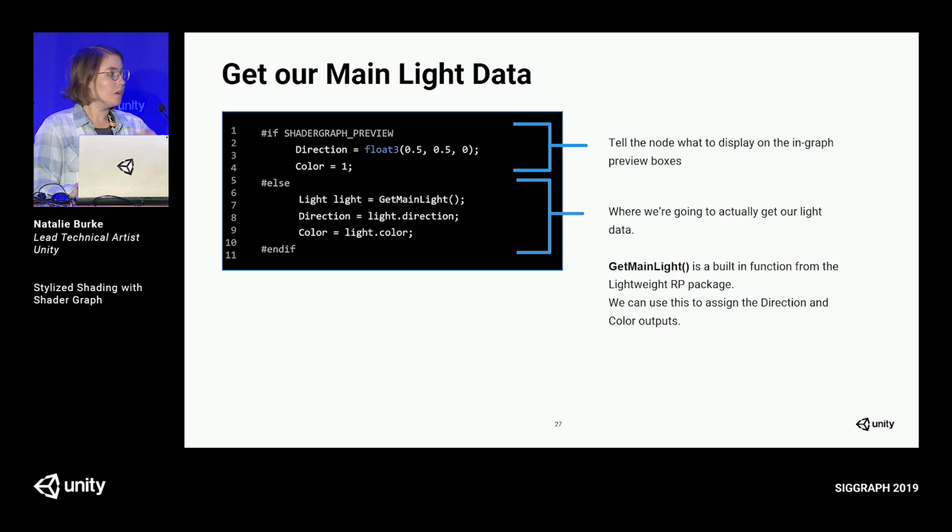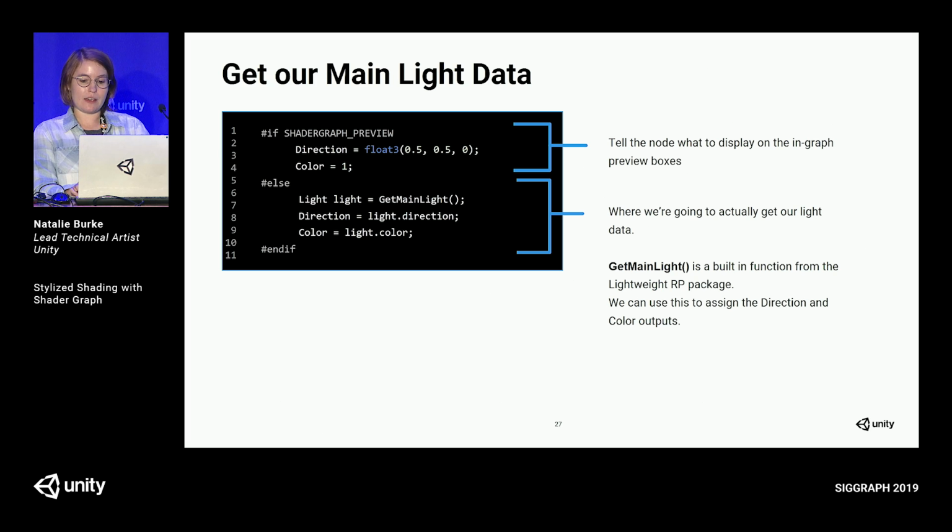So our custom code is split into two parts by an if-def. The top describes basically what's going to render in the preview box of the graph. And the bottom half is where we're getting the actual light data. So notice we're calling this function getMainLight. Now that's a built-in function in the lightweight render pipeline. And we can use that to assign the direction and color outputs.